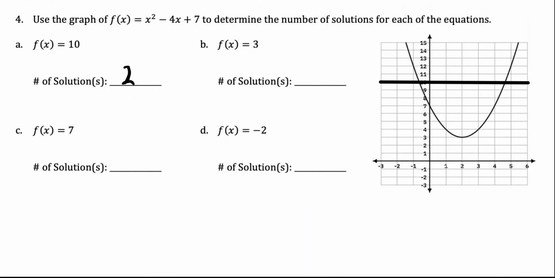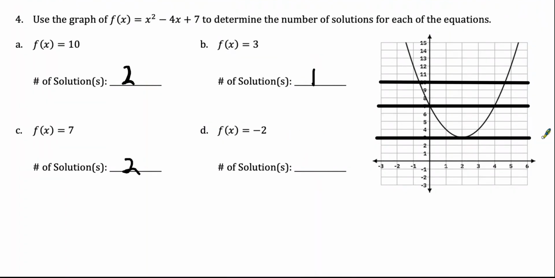So on B, right, at 3, if I draw a horizontal line through here at 3, I can see I only hit the graph 1 time, right, just that point right there. So the number of solutions here is 1. If my function equals 7, how many times does my graph have a y value of 7? Well, twice, here and here. So the number of solutions for C is 2.